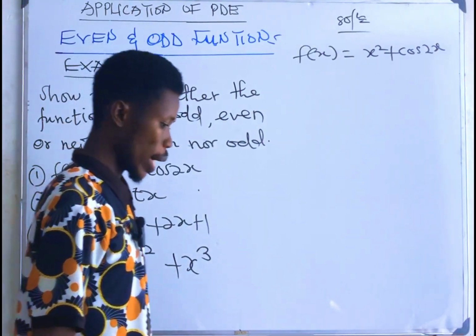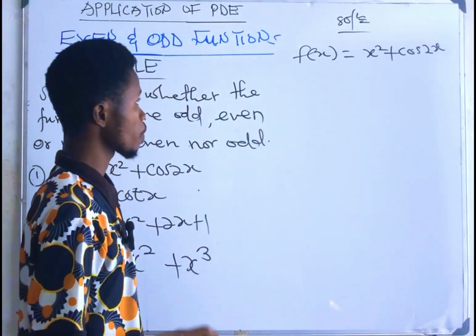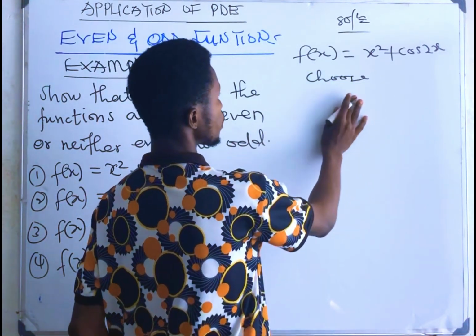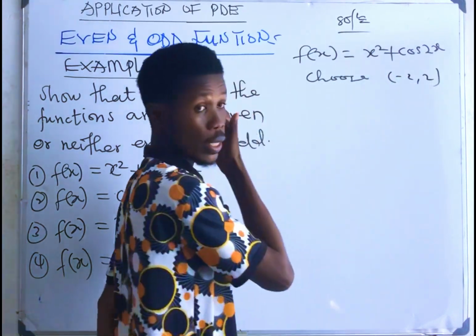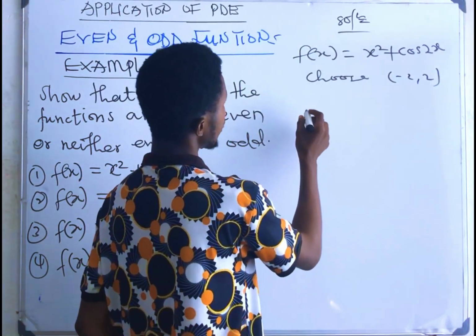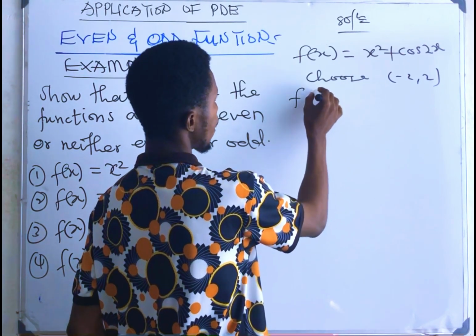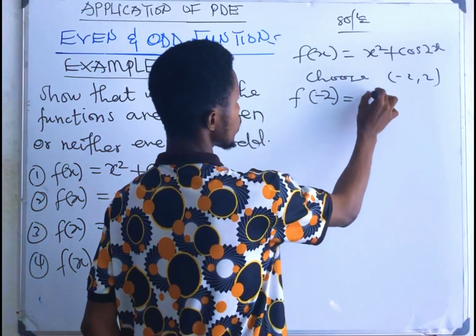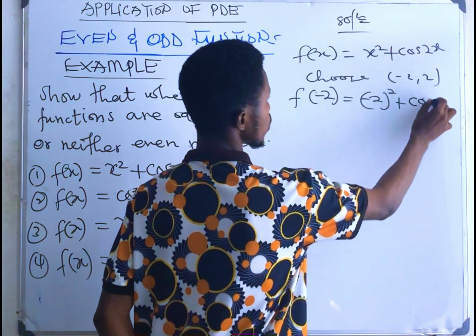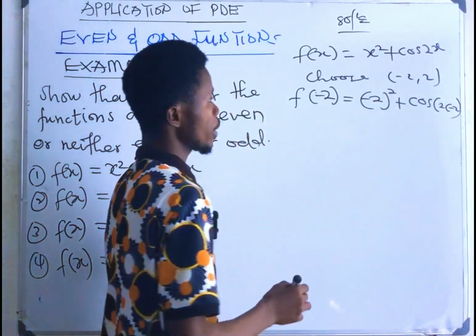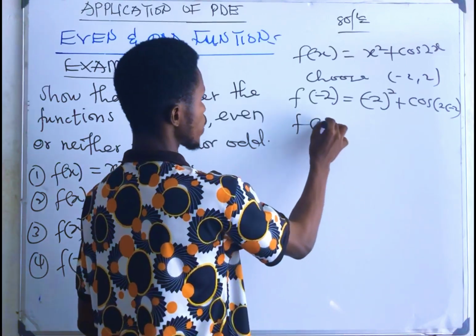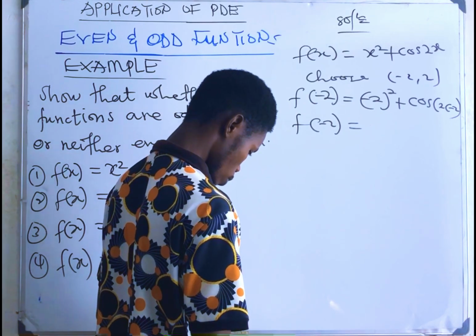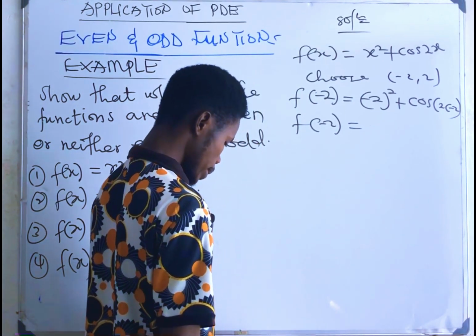Okay, so now I'm going to choose these numbers: -2, 2. These are the numbers I'm going to use. So if I take f at, let's say, -2 first, that's going to be (-2) squared plus cos of 2 multiplied by -2. So that's what you're going to get. So f(-2), if you do it very well, you are going to get 4.998.